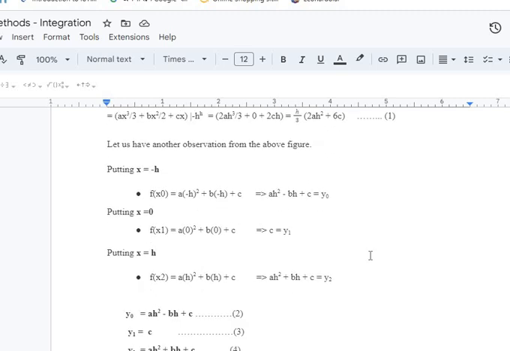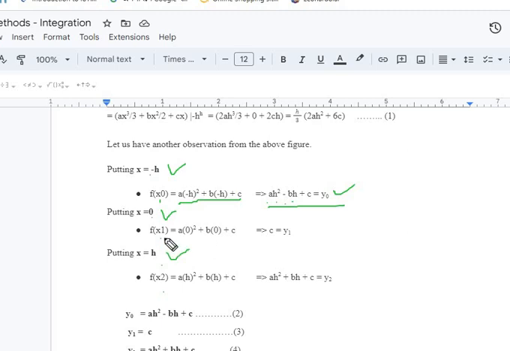Now, we are considering 3 points, x is equal to minus h, 0 and plus h. So we are going to put the values of this function. Put the values of function: x0, this is minus h, x1, this is 0, and x2, this is plus h. So if you put these values, y0 becomes ah square minus bh plus c. This is equation number 1.